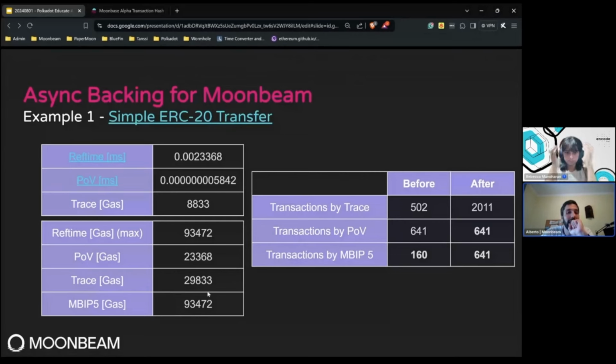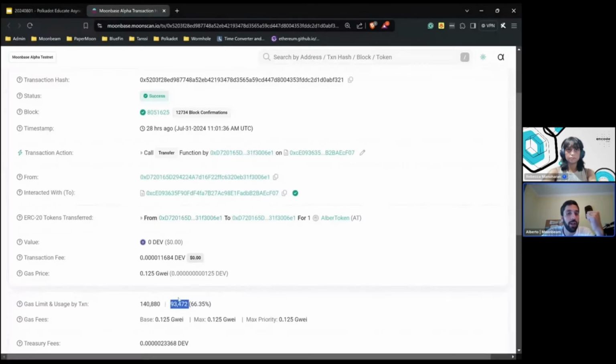And so you can see that the gas consumption is limited here not by POV, because the POV was very small, and not by execution time, which is the execution of the transaction, but by the amount of storage we're actually creating on Moonbeam, okay? And that's why the gas is actually 93472, which is this value right here.